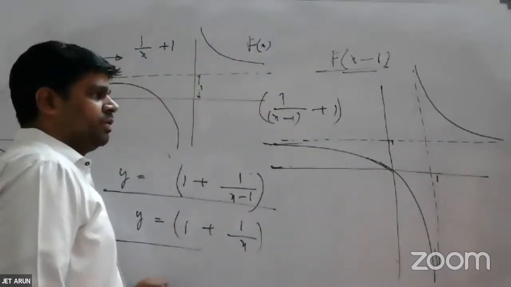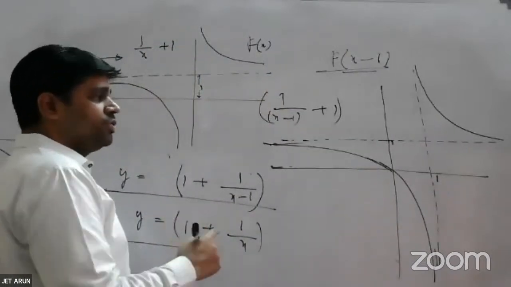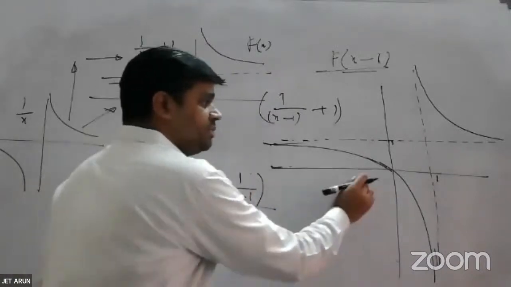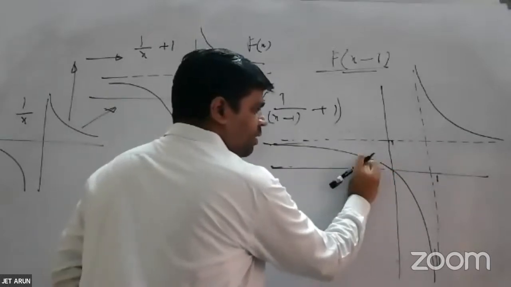Now I substitute x equal to 0 to check whether it is passing through the origin or not. And it is passing through the origin. And there is a physical significance to that. I'll tell you. And then let's talk a little about optics.